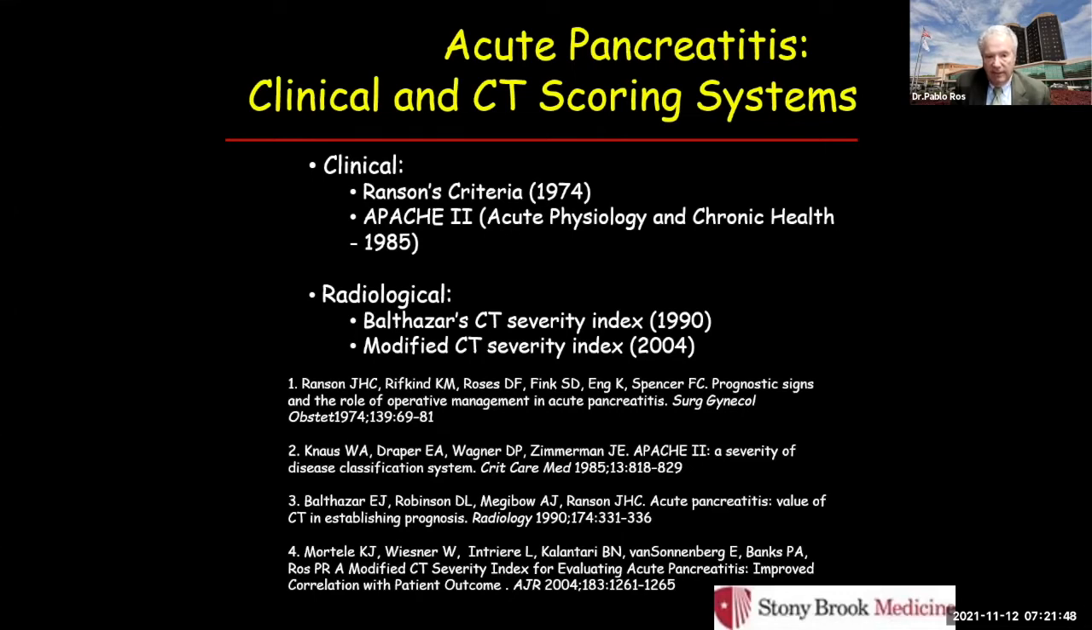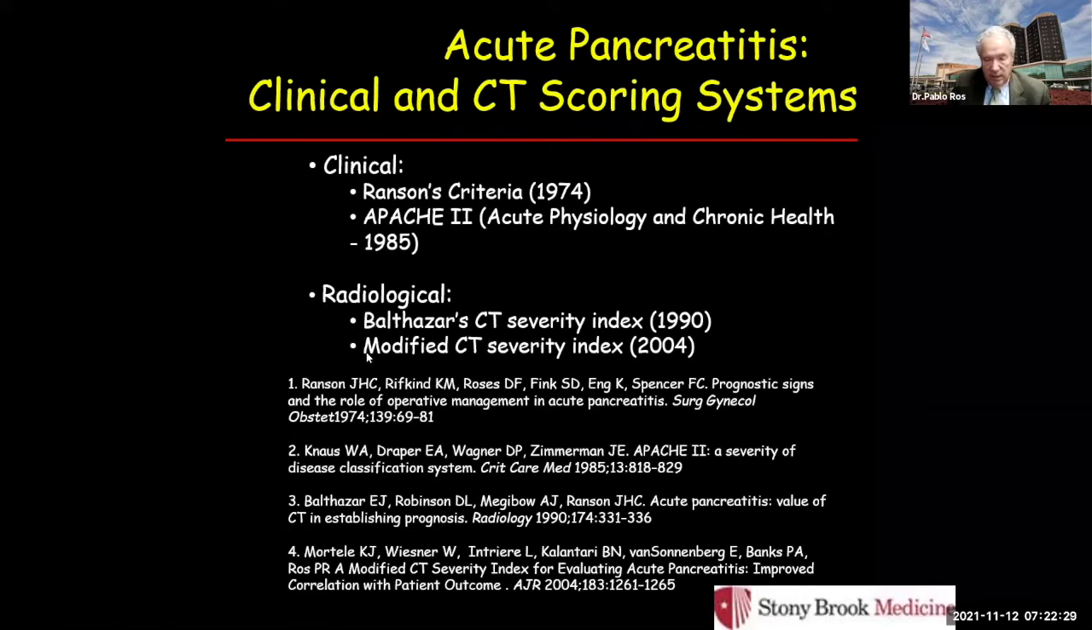And obviously, the translation of this was the radiological CT Severity Index. Dr. Balthazar was the chief of abdominal imaging in the 1990s at NYU, so he was contemporary when they were talking about the APACHE clinical criteria. And NYU developed a severity index that basically allows, very much like the Ranson criteria, to predict the outcome of acute pancreatitis. The more severe the index, the fewer chances of survival or complete cure. And the same would be with the Balthazar criteria.